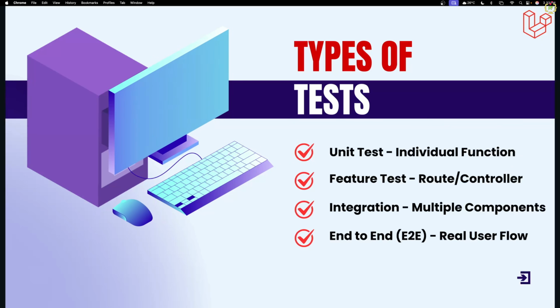Lastly, we have the end-to-end test, called E2E. These tests simulate what a real user would do in the browser. For example, just imagine testing a login system. An end-to-end test will actually open up a browser window, either headless or visible, and type the email and password in the login form. Further, it clicks the login button and then checks if the user is redirected to the dashboard after successful login.